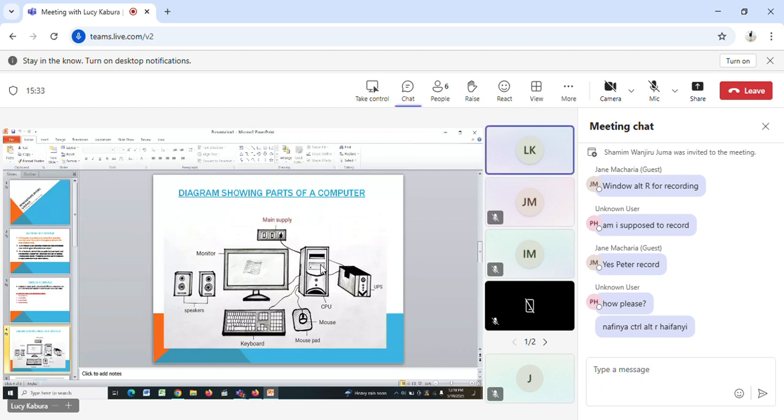Before that, let's show the parts of a computer in a diagram. We have here the speakers, we have the monitor, some people call it the screen. We have the keyboard here which you use to type your raw data. You have the mouse here. You have the CPU, some people call it the system unit. And you have the UPS. You also have the main supply. Those are the main parts of a computer.